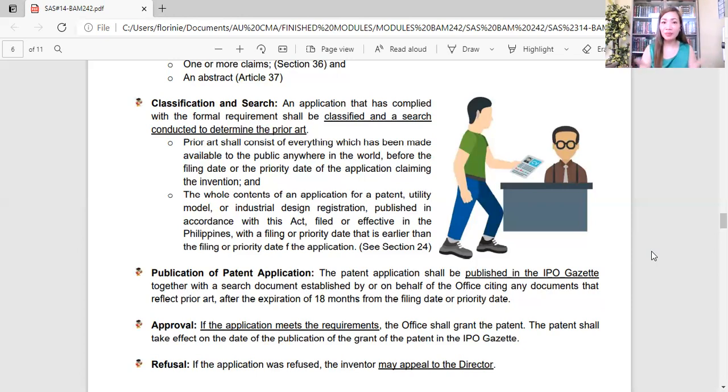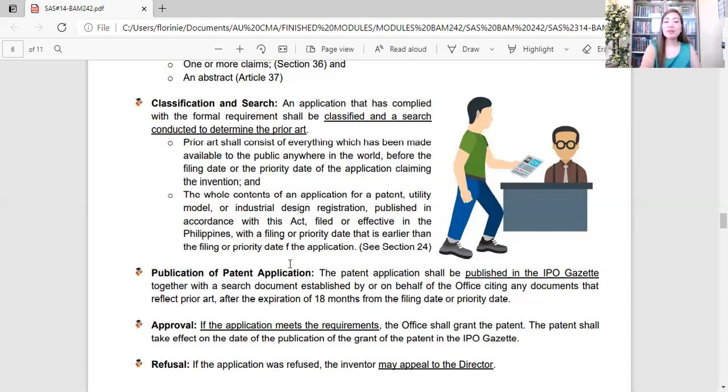I-classify natin ano ba yan. Tapos isa-search natin, meron bang kahawig na yan na nauna na na-discover bago pa tong application. Ayan. So, sana naintindihan niyo ibig sabihin ng conducted to determine the prior art na sinasabi. Okay, so next, the whole contents of an application for patent, utility model, or industrial design registration published in accordance with this act, filed or effective in the Philippines with a filing or priority date that is earlier than the filing or priority date of the application.